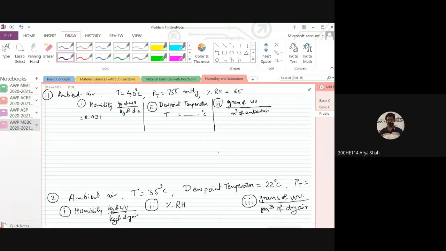So for grams of water vapor per meter cube of ambient air, I'm getting 33.011, and the dew point is 32.3 degrees Celsius. So, dew point is coming out to be 32.19 degrees Celsius, and gram of water vapor per meter cube is coming out to be 34.29. Yes, sir. The dew point is 32.16 and gram of water vapor per meter cube of ambient air is 34.